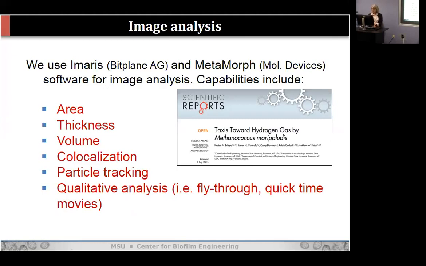Here's an example. Kristen Brillier, for her PhD work here, she's now our lab manager, used our particle tracking software to show taxes toward hydrogen gas. That was a pretty computationally intensive effort, but we have the software to do it. We routinely measure anything else you can think of: volume, area, red versus green.